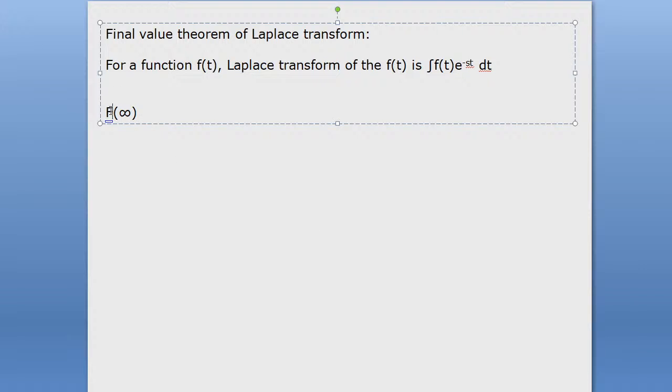Everyone try to understand the solution part of this problem. The limit of f of t as t tends to infinity will be equal to the limit of s times F of s as s tends to 0. Now you prove it yourself.